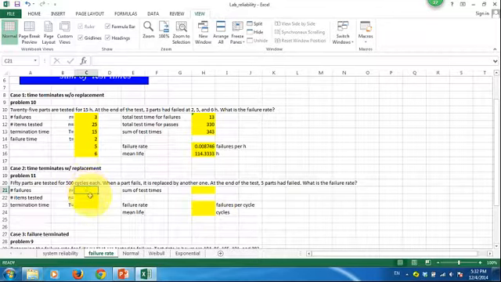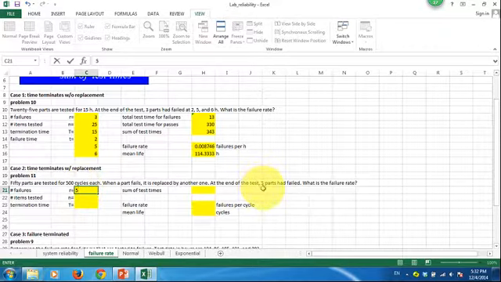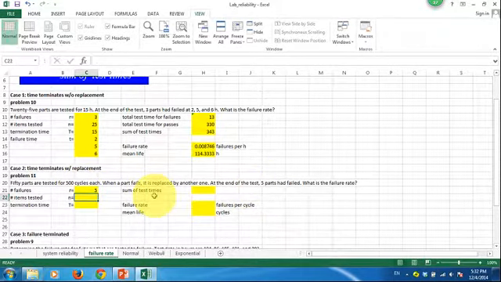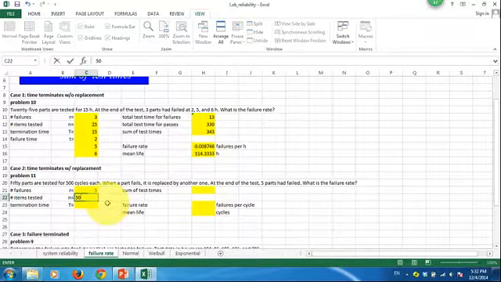So in this case, whenever you have a part that is failed, you replace it with a new one. And then you keep replacing the failed parts until the end of the 500 cycles. And then you count how many parts had failed at the end of the 500 cycles. Therefore, the number of failures is still 5, as given in the statement. And then the number of items tested is 50. So 50 parts are tested. And then the termination time is 500 cycles.